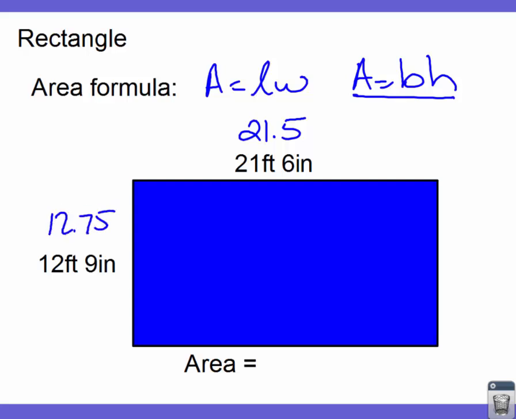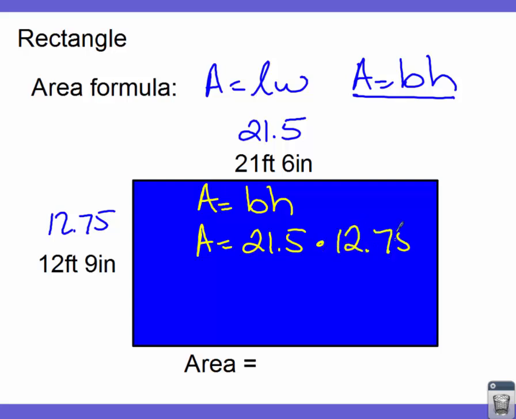So in order to find the area of this particular shape, we're going to first write the formula down. A is equal to base times height. I'm going to use that formula since that's the one that you'll see on your formula chart. Then I'm going to plug in my values. A is equal to 21.5 times 12.75. It doesn't really matter which one you call the base or which one you call the height because you're going to be multiplying them together anyway. Then you turn to your calculator and type in 21.5 times 12.75, because we're allowed to use our calculators.